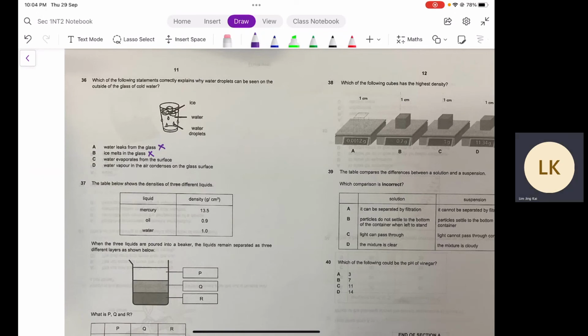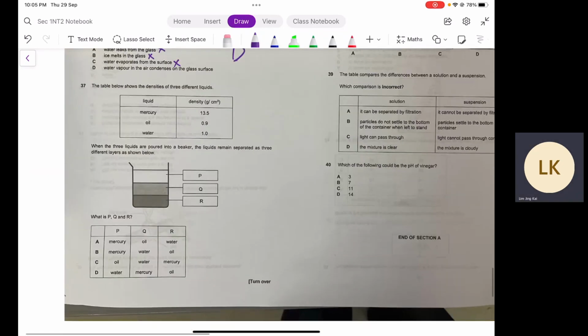C, water evaporates from the surface. This is not true because when we evaporate, the water would disappear. So it shouldn't leave water droplets. Okay, so which leaves our answer as D, because when the surface of the glass is very cold, it actually causes condensation of the air around the glass. Okay, so that's why you have the water droplets there.